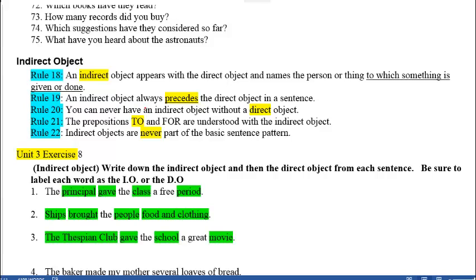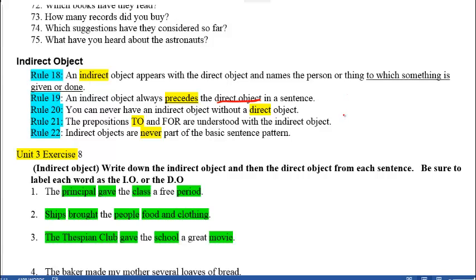An indirect object always precedes the direct object in a sentence. That's why it's important for you to know the direct object. If you don't know the direct object, you're really going to have a hard time with the indirect object. You can never have an indirect object without the direct object. And then the prepositions to and for are understood with the indirect object.